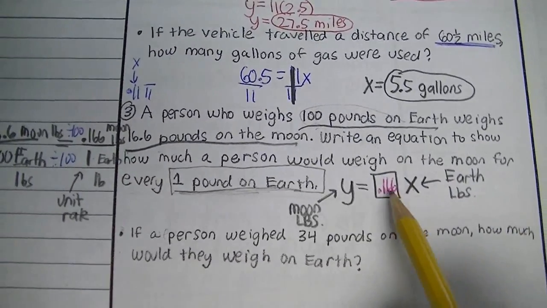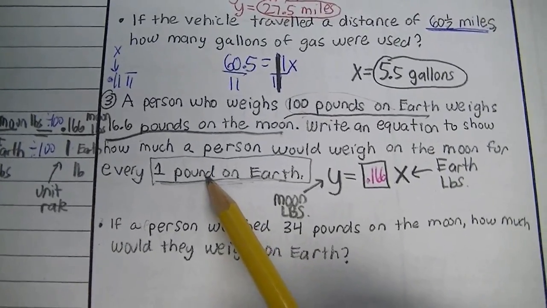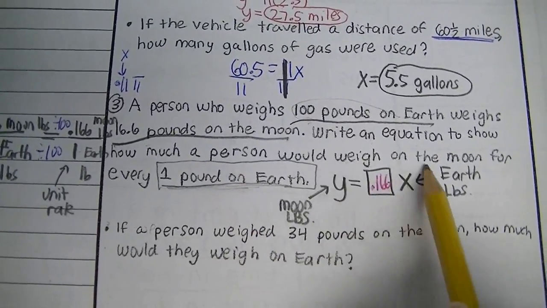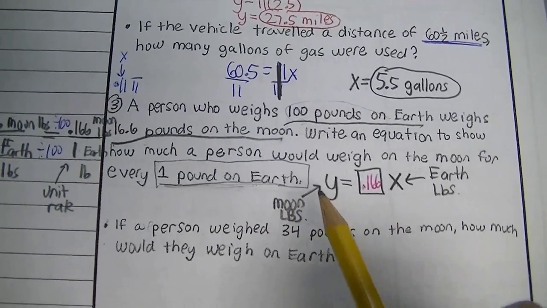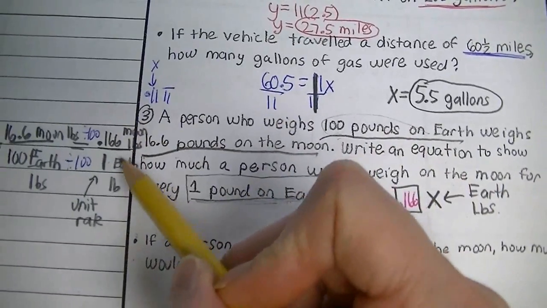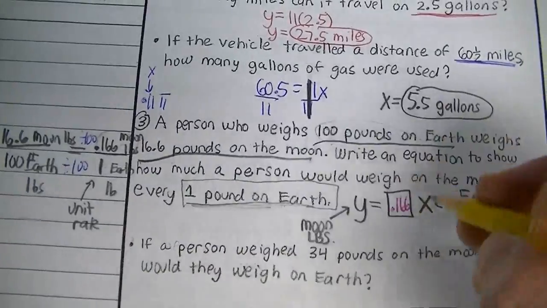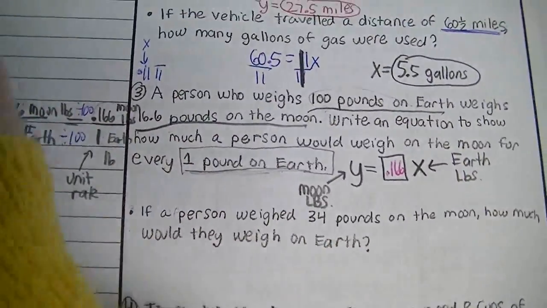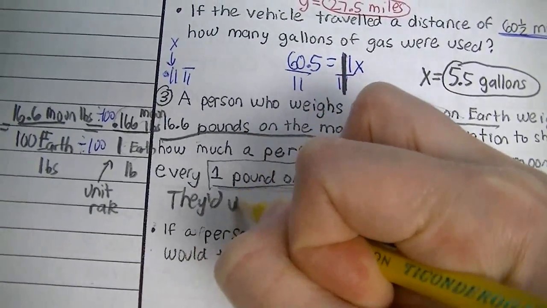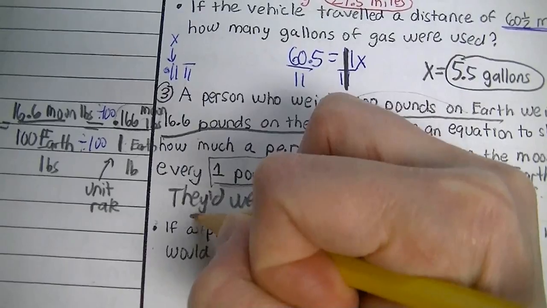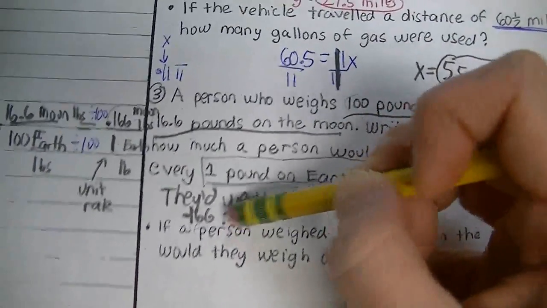Okay, so there's our equation, and we need to figure out how much they would weigh on the moon for every pound on Earth. So if they weighed 1 pound on Earth, how much would they weigh on the moon? Well, that's your unit rate. Here's 1 pound on Earth. They would weigh this many moon pounds, okay? They would weigh 0.166 pounds on the moon.